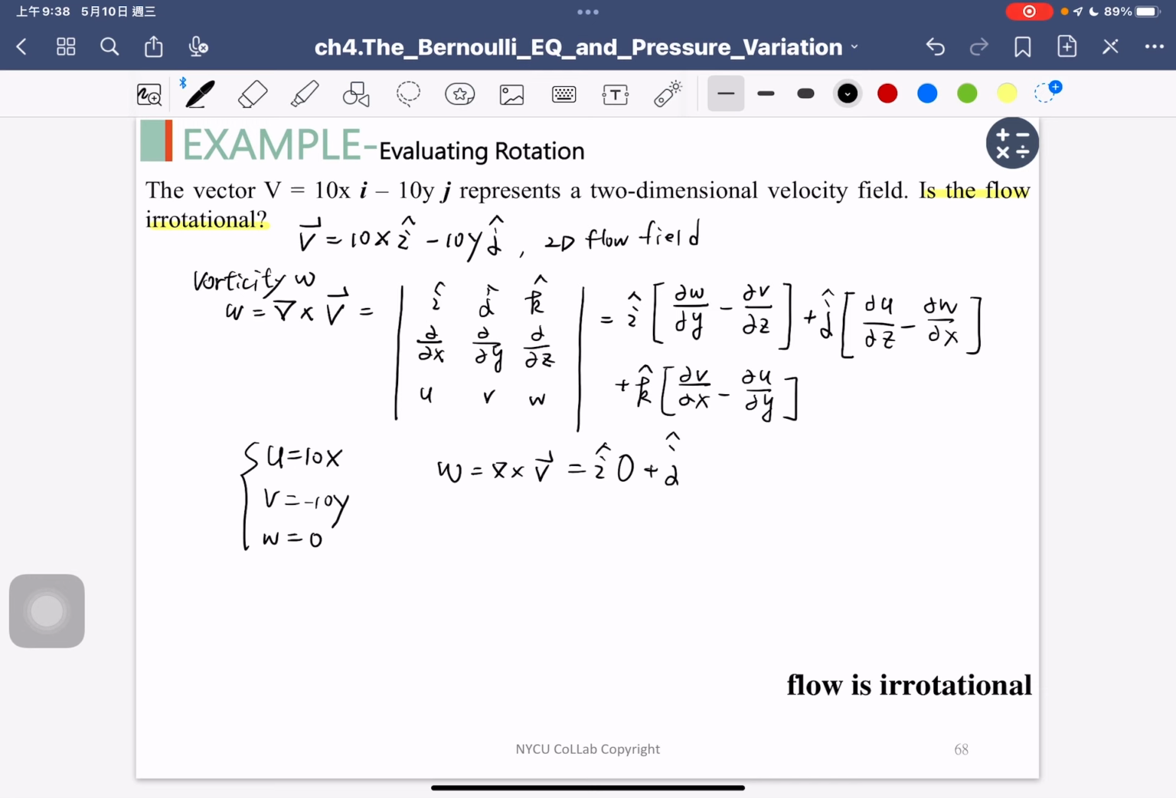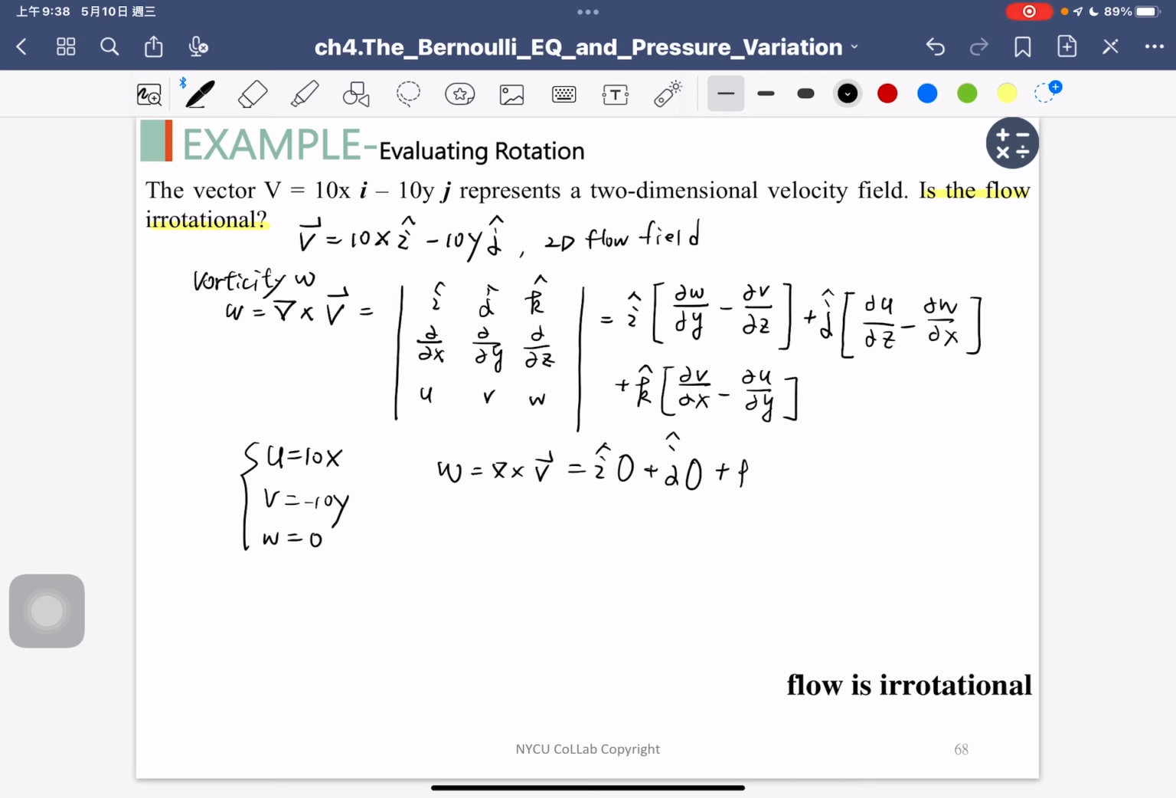And again, we can see that we have the u and the dz. But the u is only a function of the x. So we don't have these items, and we don't have the w. So for the z direction, the result is also 0. We don't have any result.